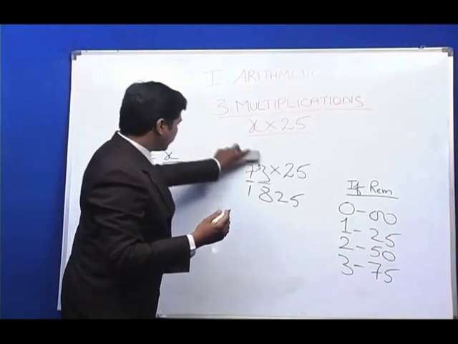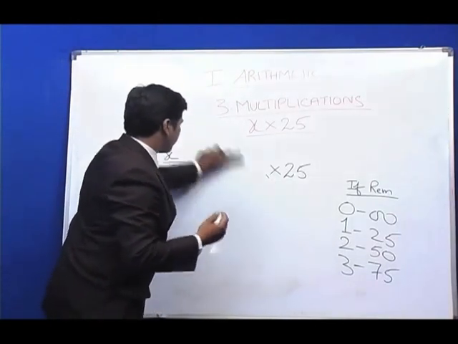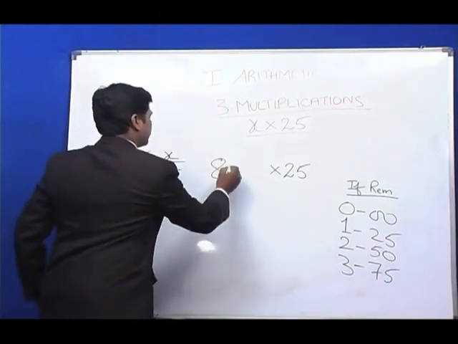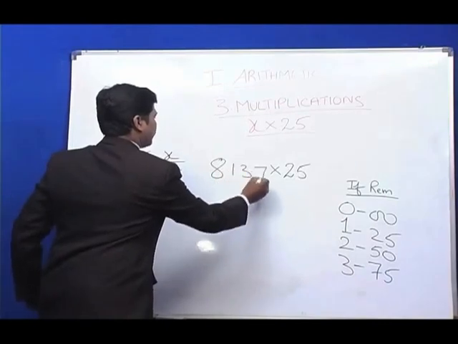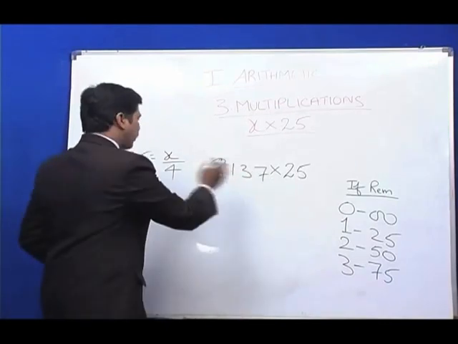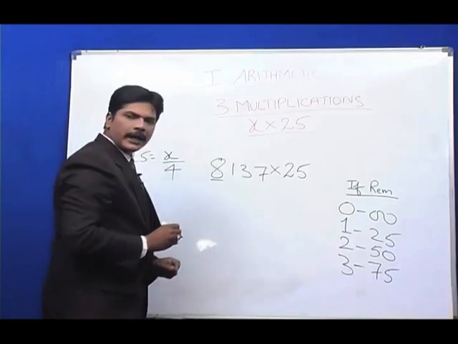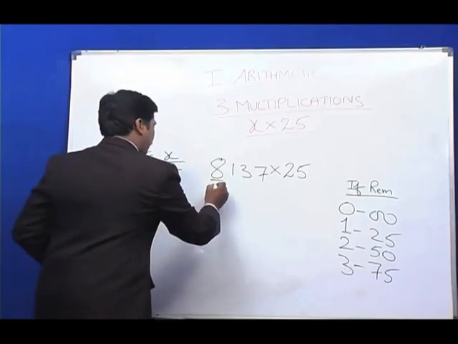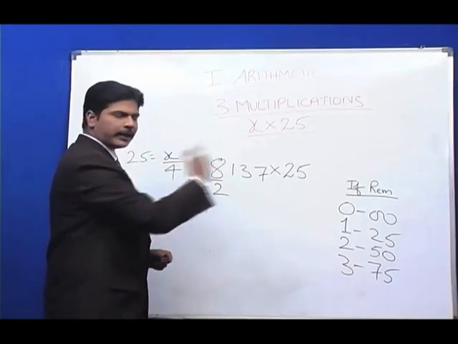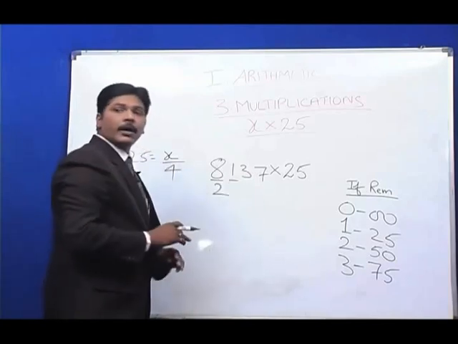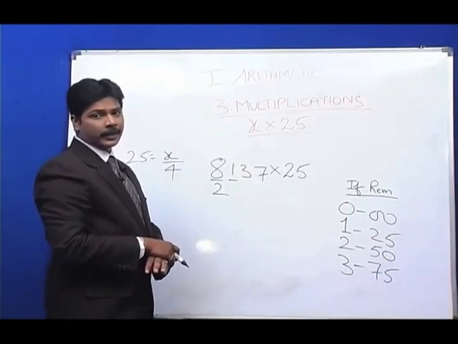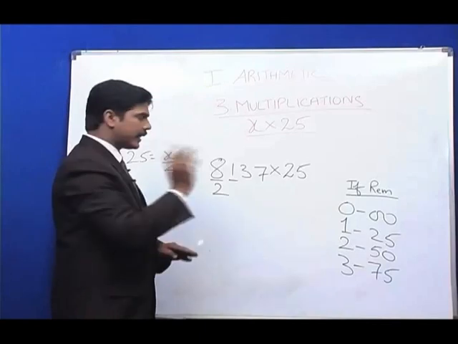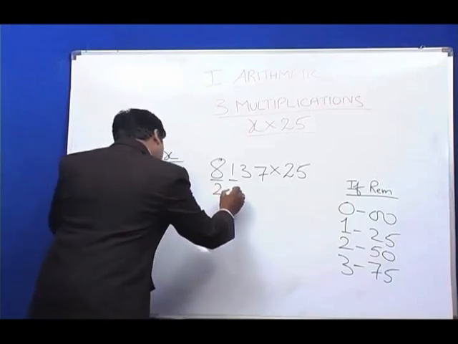Now let's go for the next one. Now how much is 8137 times 25? Underline the first number, 8. 4 goes in 8 twice. 4 2s are 8. No remainder. Go to next number, underline 1. Will 4 go in 1? It doesn't go. Then what to do? In this case, what you must do is, you must put a 0 there.